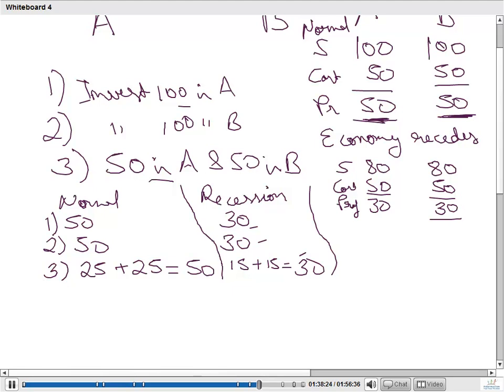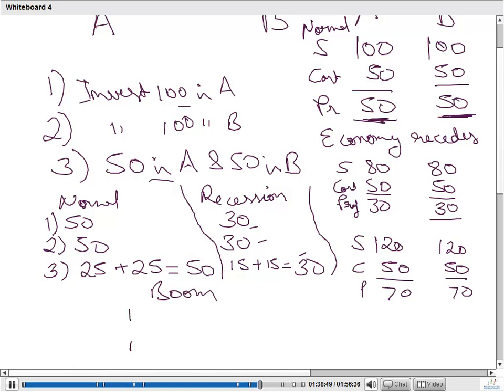If the economy went into a boom, that is, people suddenly demanded a lot more fashion clothing, and the demand for fashion clothing went very high, so that the returns of A also became 70%, returns of B also became 70%. Then again, what would your return have been in the three scenarios? In case of a boom, in scenario 1 also you would have gotten 70, scenario 2 also you would have gotten 70, and scenario 3 also you would have gotten 70.